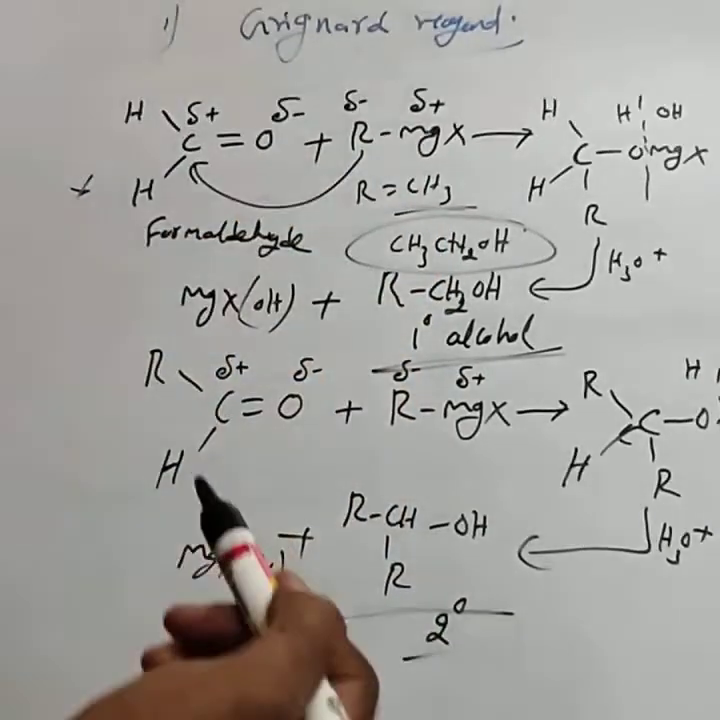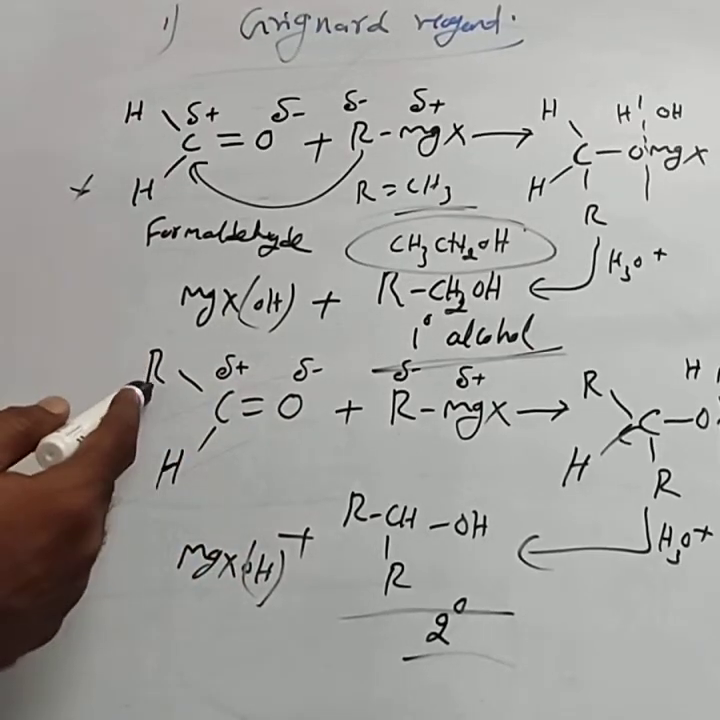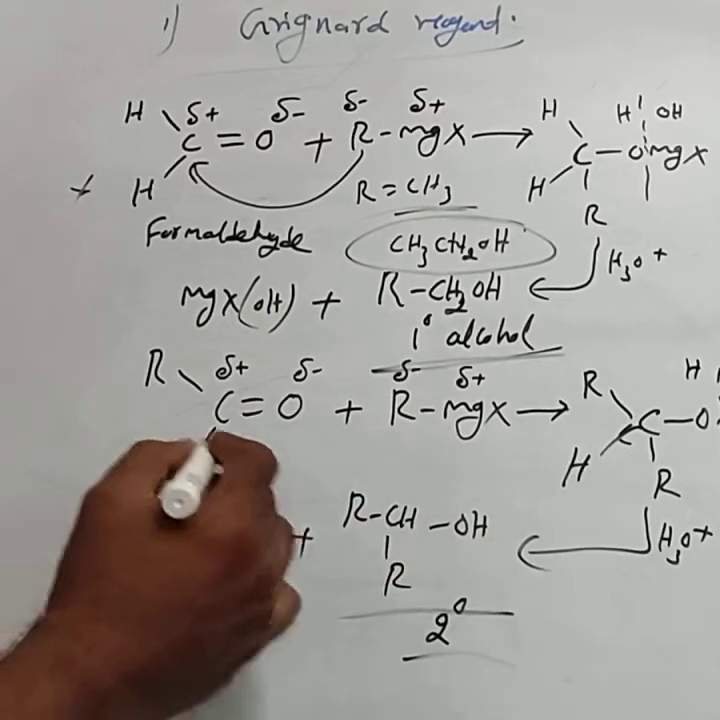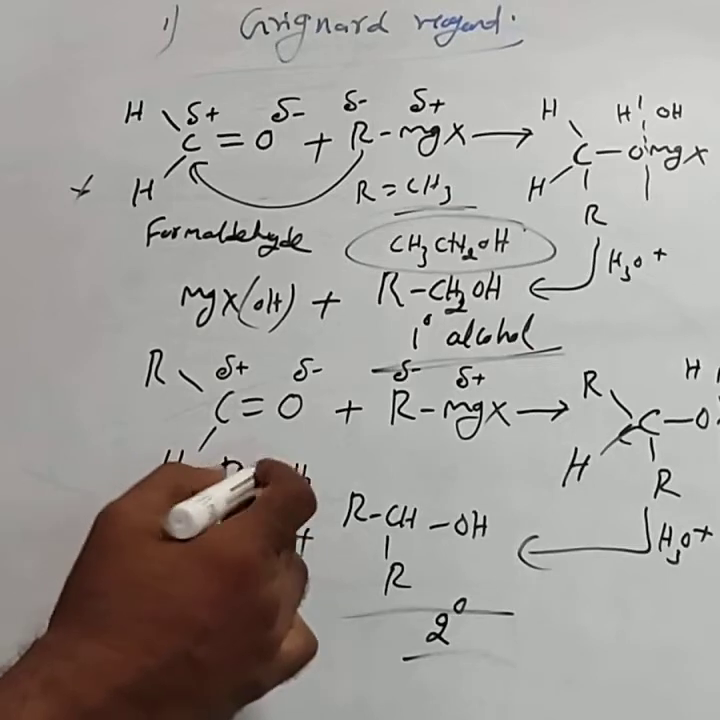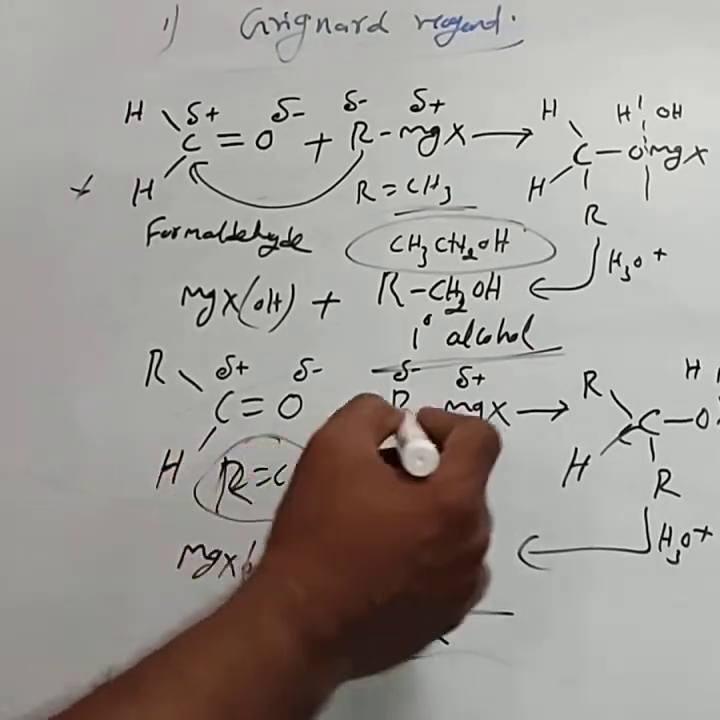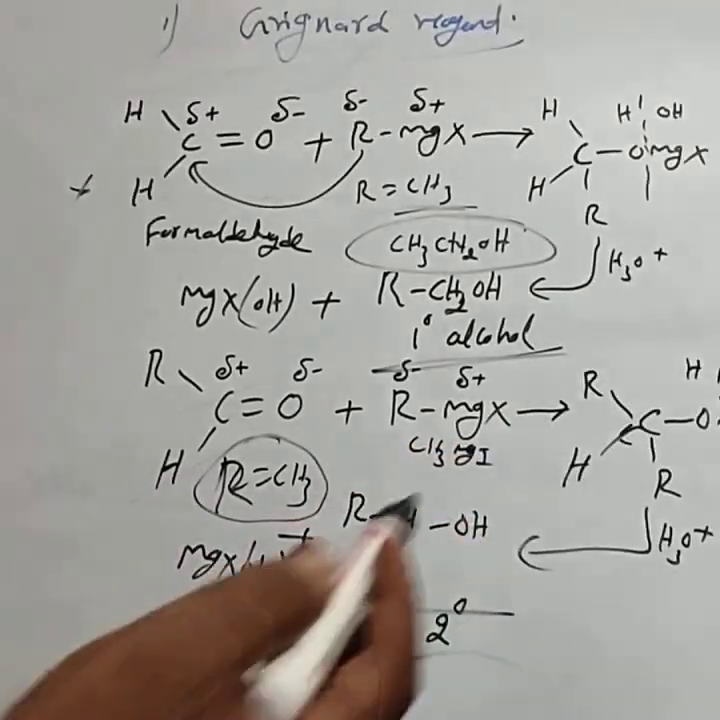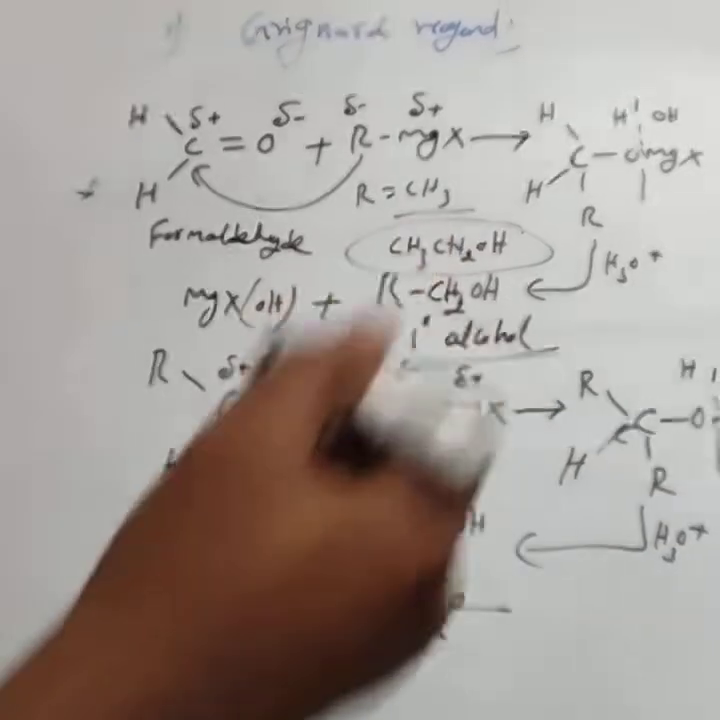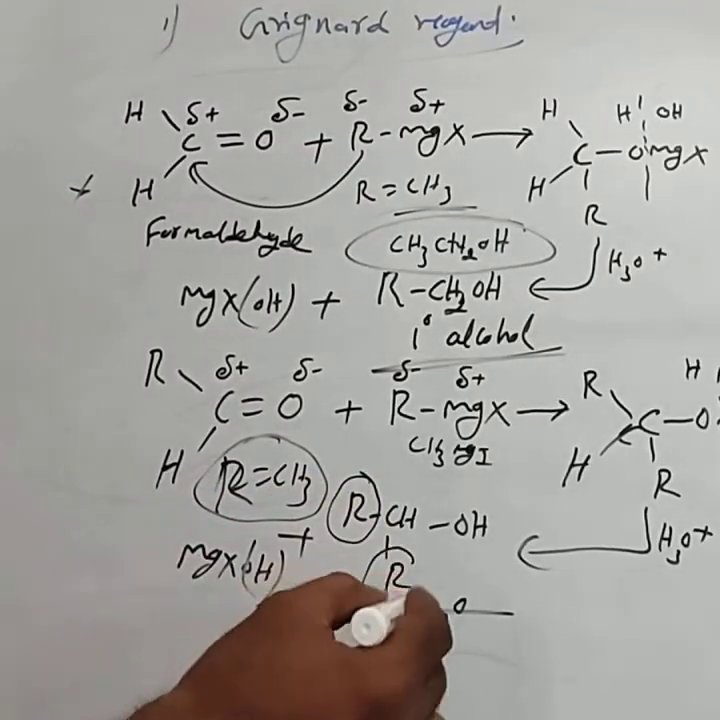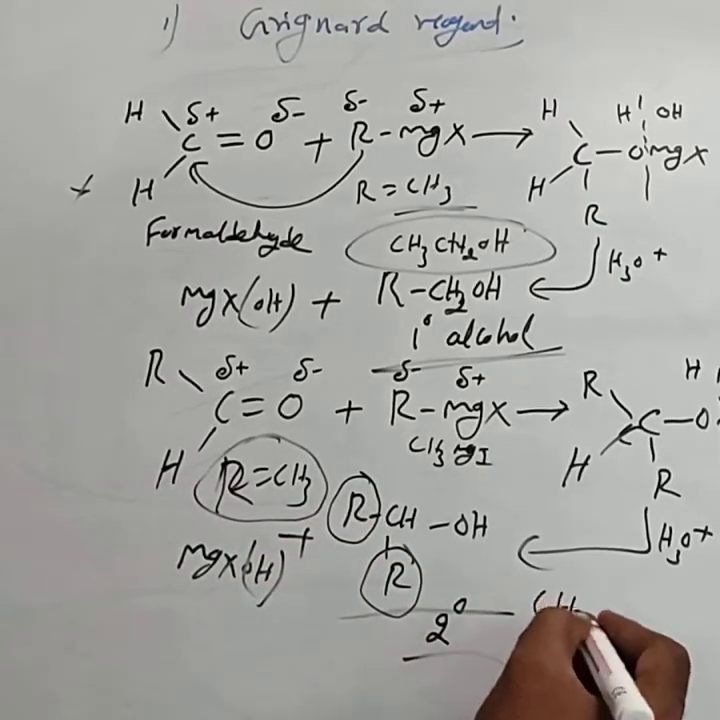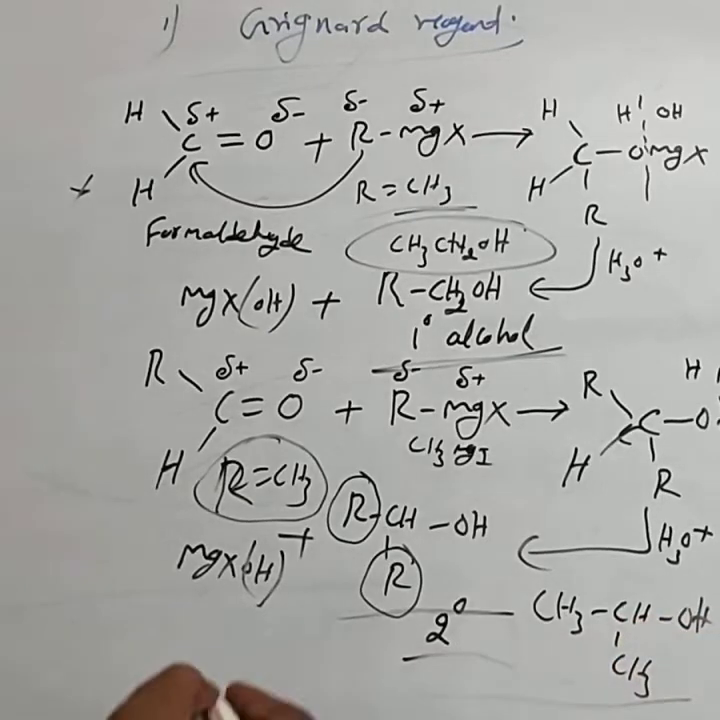This is very important. Similarly, when an aldehyde reacts, for example acetaldehyde, where R equals CH3, acetaldehyde reacts with methyl magnesium iodide followed by acid hydrolysis. Can you guess the product formed? Here R is replaced by CH3, and this R is also replaced by CH3. The product formed is CH3CHOHCH3, that is isopropyl alcohol.